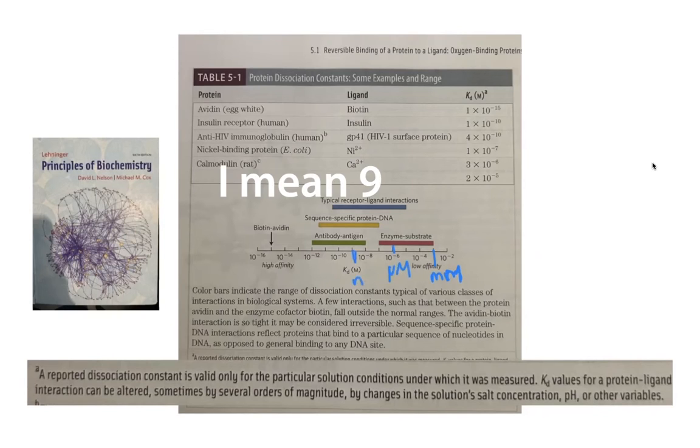10 to the minus 8, that's going to be our nanomolar. 10 to the minus 12, that's going to be our picomolar. And now we're talking about all the way down into the femtomolar range, which is ridiculously tight. Remember, the smaller the value, the tighter the binding. And so you can see enzymes have micromolar range affinities typically. Antibody antigen, we're talking about picomolar, really strong ones, to nanomolar. Typical receptor ligands, we're dealing with nanomolar to micromolar. So these are some of the common ranges that you're going to see.